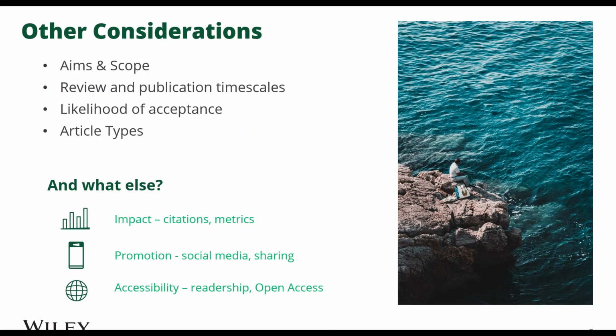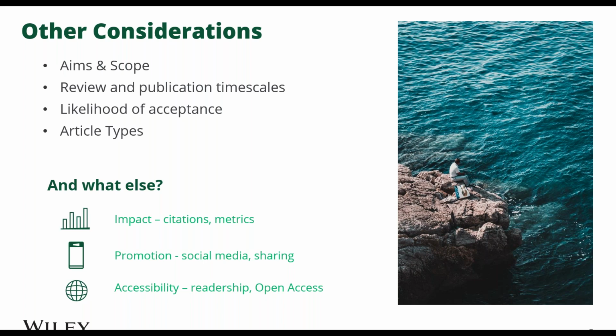So you might now be thinking, okay, I have this list of journals that I might want to publish in. How do I narrow it down to just one? And how do I make sure that that's the right one for my work? There are lots of other considerations to take into account that should make this decision a lot easier.